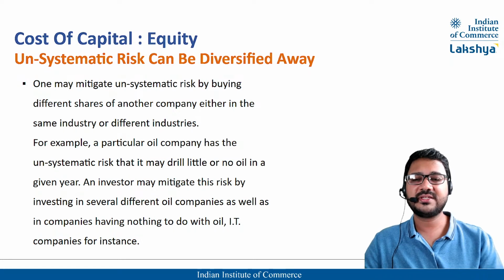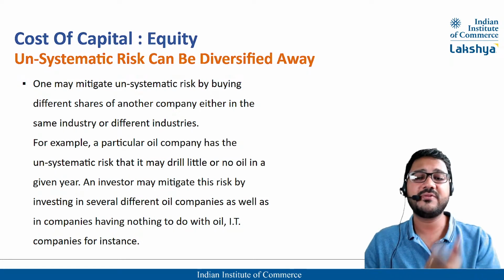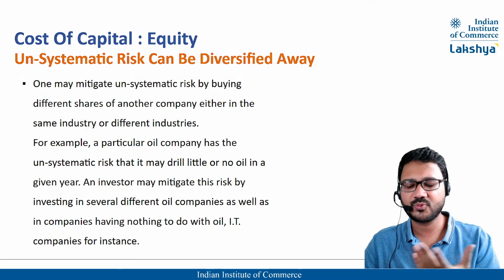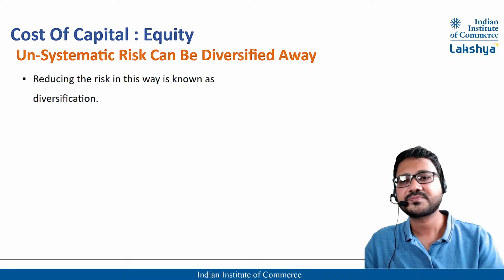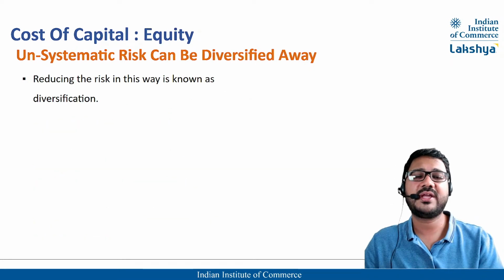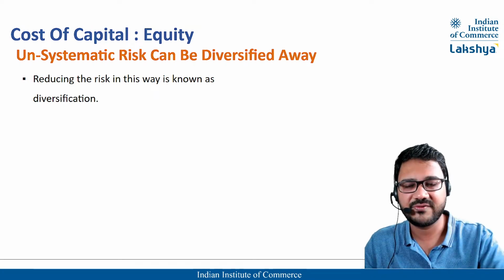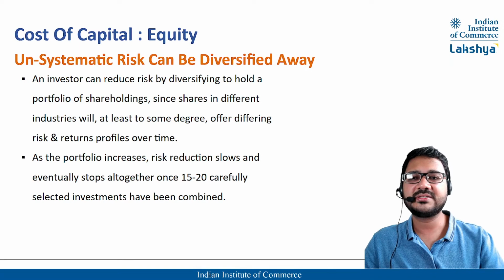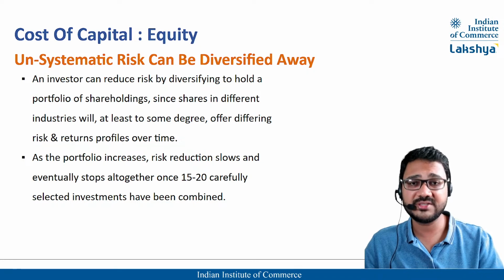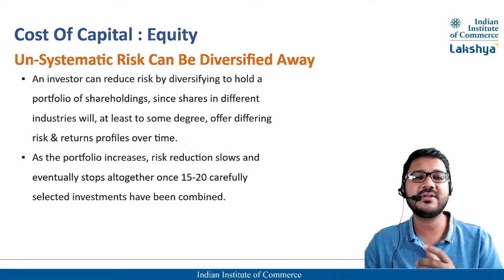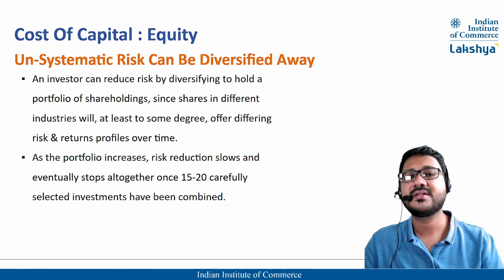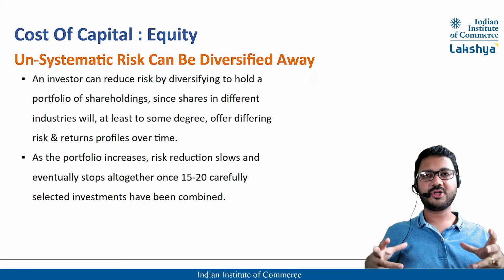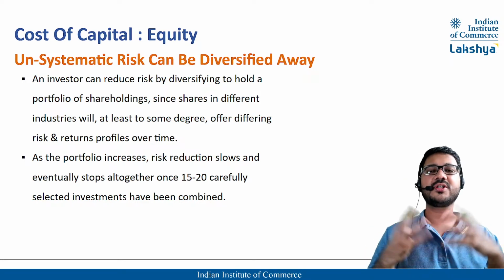Or you can invest in a company which has nothing to do with oil, for example, the IT industry, which has no correlation with oil, or a pharma company, which has little correlation to oil. Reducing the risk in this way is known as diversification, that is, by investing in different companies. Investors can reduce risk by holding a portfolio of shares in different industries, which will offer differing risk and return profiles over the year. Basically, if you have a portfolio of stocks, you have diversified your unsystematic risk.